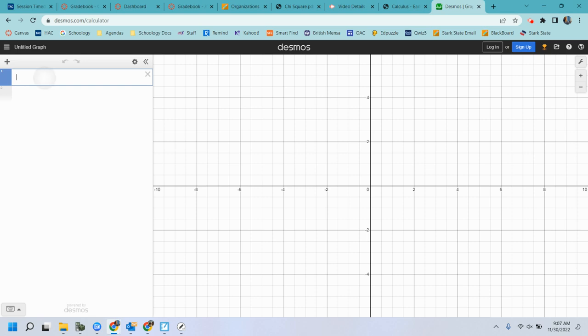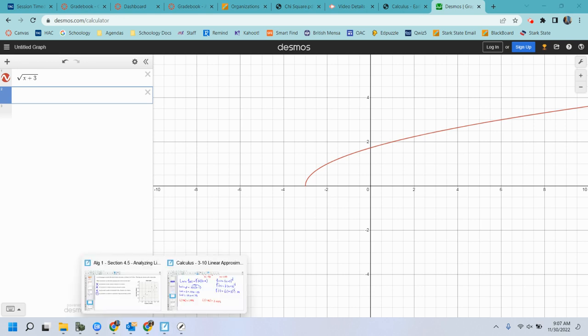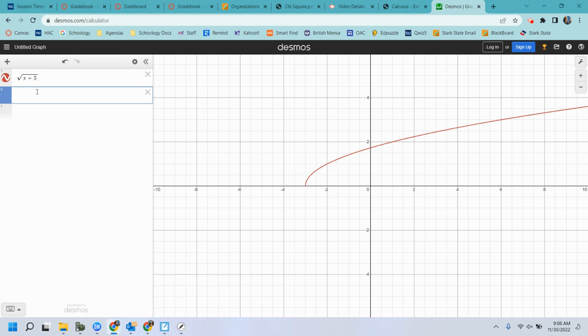Okay, so let's go in and graph square root of x plus 3. Did you guys know that you could type in SQRT and it'll go in as a square root? Isn't that cool? Square root of x plus 3. And then we've got, what was it, 0.25 x plus 1.75? Yes, 0.25 x plus 1.75.